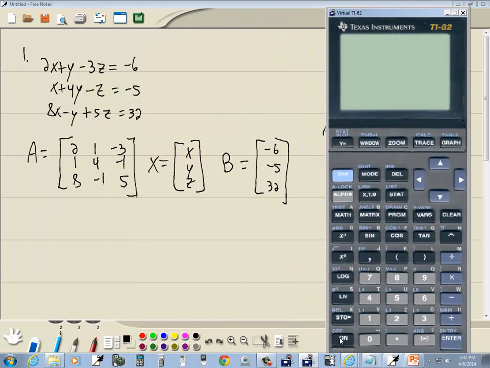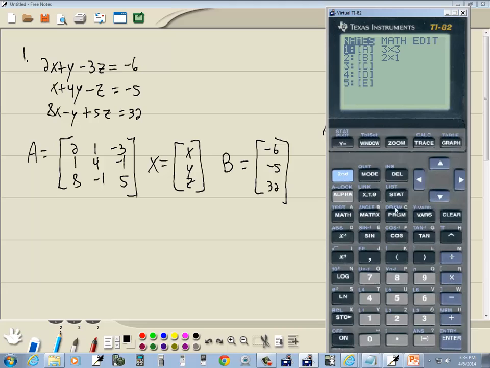Okay, so I'm going to press clear that out. I'll press my matrix button. I'm going to right arrow twice over to edit, and I'll press enter on A. Now this is a 3 by 3, so do 3 enter, 3 enter. And then I'll type in each number, pressing enter after each one. So I've got 2 enter, 1 enter, -3 enter, 1 enter, 4 enter, -1 enter, 8 enter, -1 enter, and 5 enter. Now let me double check my numbers and everything. That looks good. So I exit out, do second mode.